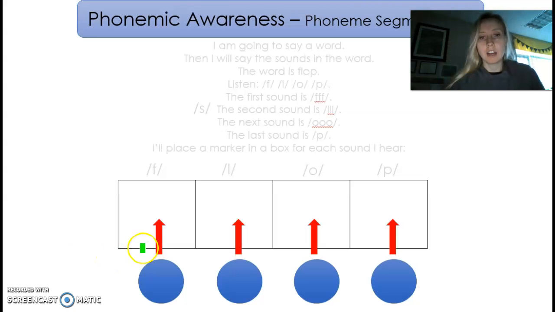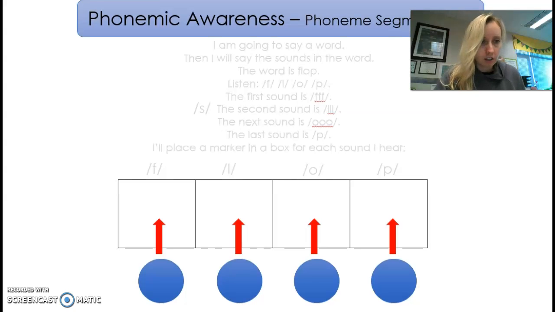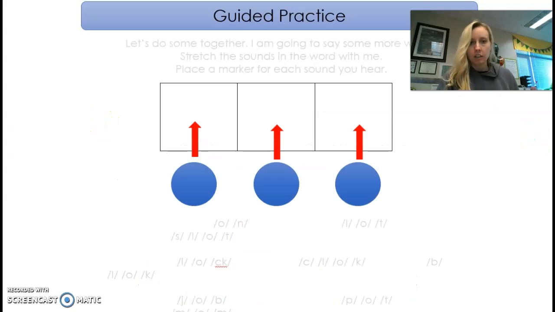So they want us to have a marker for each sound, but what we're going to do is use our fingers. So we know in flop, there's F, L, O, P. 4 sounds in flop. Okay, 1 second while I turn. Let's do some together.